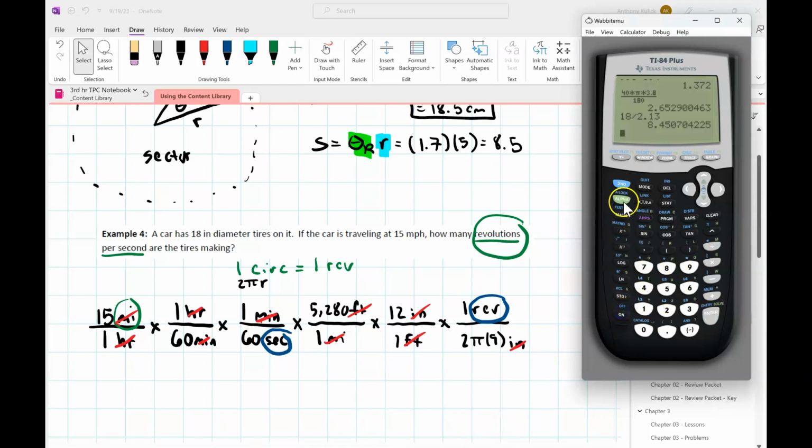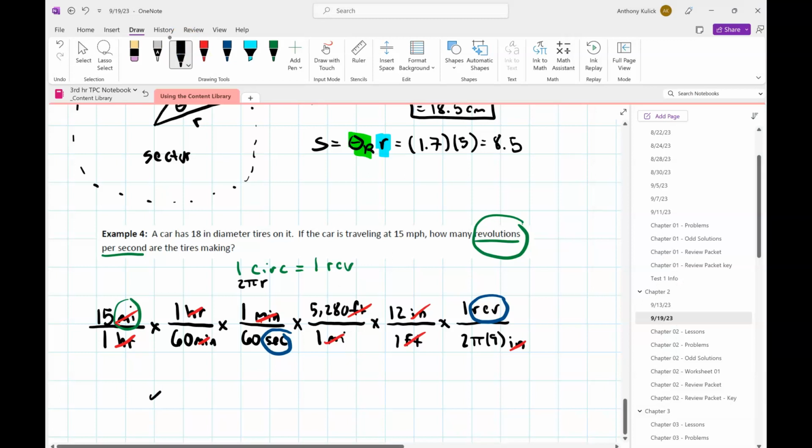So again, that's a lot of fractions there. I'm just going to use the fraction command on my calculator to make this easy. So I'm going to do the top together. I have 15. The ones don't matter, right? If we're multiplying by 1, it doesn't mean much. So I have that times 5,280 times 12. And on the bottom I have 60 times 60 times 2 pi times 9. So I get about 4.669 revolutions per second.